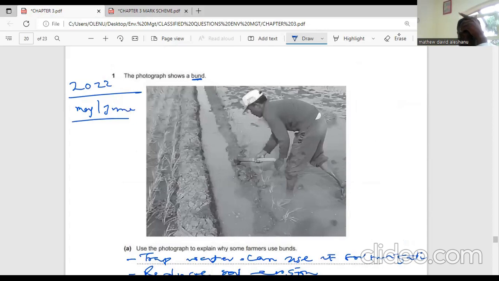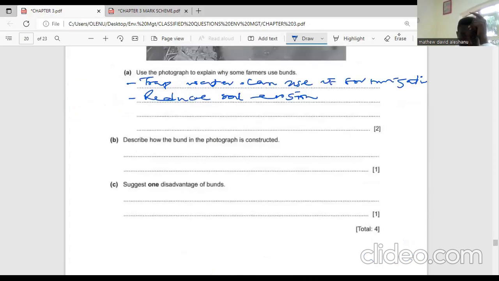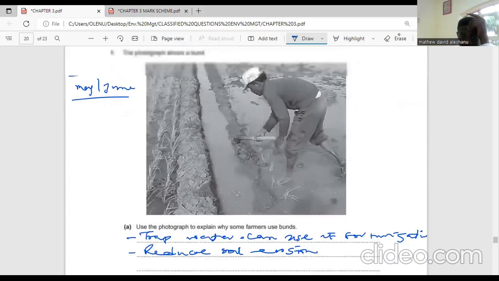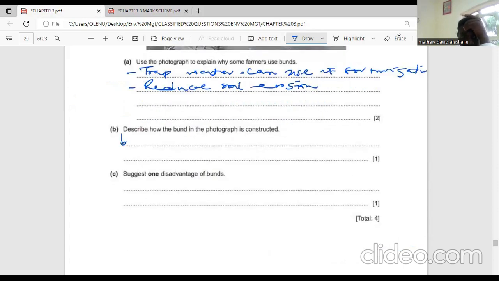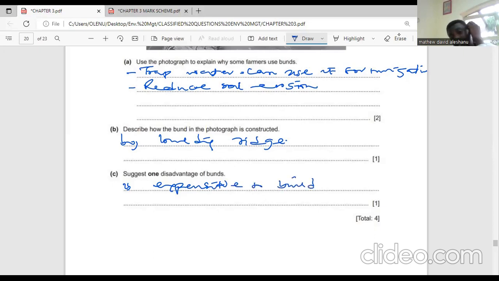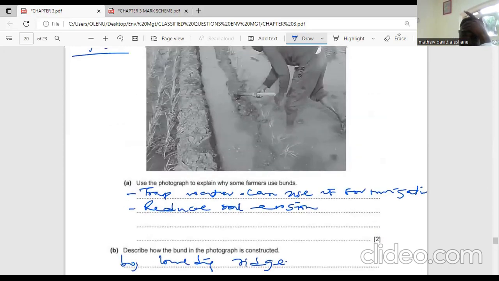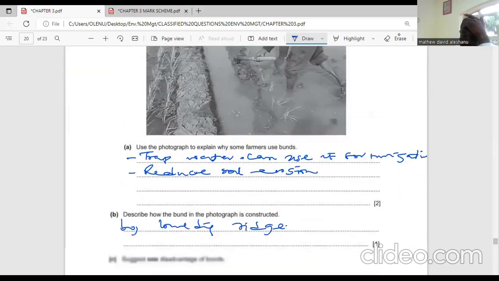Question number 1, the first question in the exam you guys wrote: describe how the pond in the photograph is constructed. It is constructed by building what are called ridges. Look at it, it's a ridge. That's all. Then just one disadvantage of ponds: it's expensive to build. And if you look at the farmer's face, he looks tired. So it's expensive and it's time consuming.